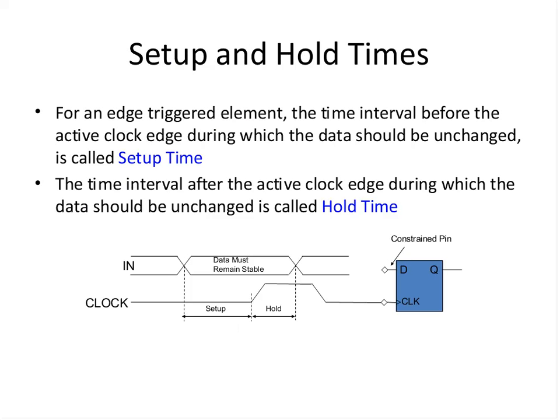Setup and hold times. For an edge triggered element like a flip flop, the time interval before the active clock edge during which the data should be unchanged is called the setup time. So in this diagram, the input should be stable at least the setup time before the clock edge. This is a constraint. This is a property of the sequential element. Similarly, hold is the time interval after the active clock edge during which data should be unchanged. This is called hold time. Setup and hold are the properties of the sequential element. They are calculated from the lookup tables given in the lab. You've seen that.